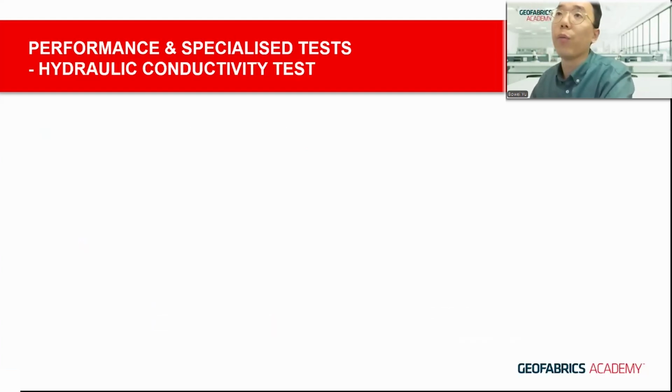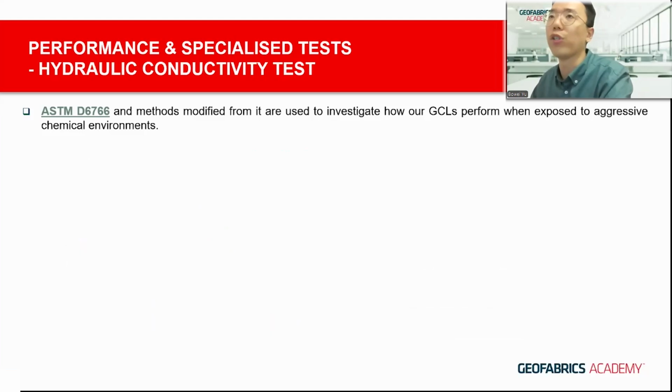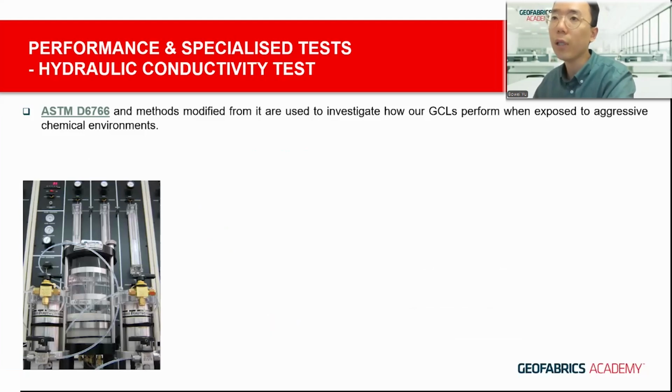Next test we want to dive into is the hydraulic conductivity. This is quite important for the GCLs as they are essentially a hydraulic barrier system. At Geofabrics, we use ASTM D6766 and relevant methods modified from it to investigate how our GCL products perform when exposed to aggressive chemical environments. So these are the equipment we use.